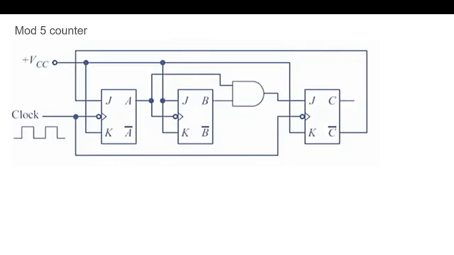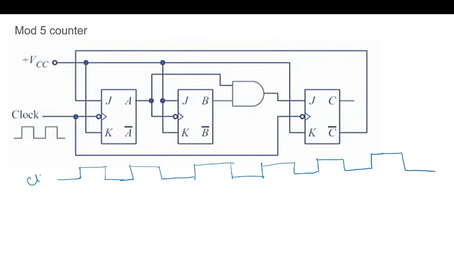Next, this is a modify counter. So if you want to find the modulus of this counter, this will be the clock signal. JA is C bar and KA is 1.